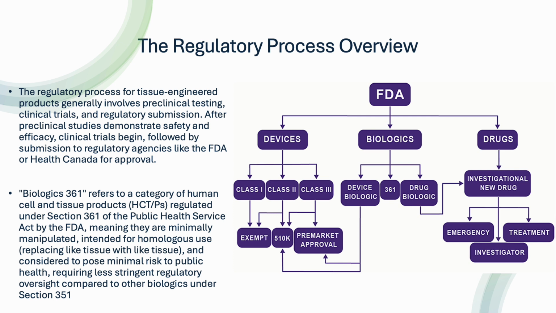Biologics 361 refers to a category of human cell and tissue products, we call that HCT/Ps, regulated under Section 361 of the Public Health Service Act by the FDA, meaning they are minimally manipulated, intended for homologous use, it means replacing like tissue with like tissue, and considered to pose minimal risk to public health, requiring less stringent regulatory oversight compared to other biologics under Section 351 that we are going to see in the next slide.